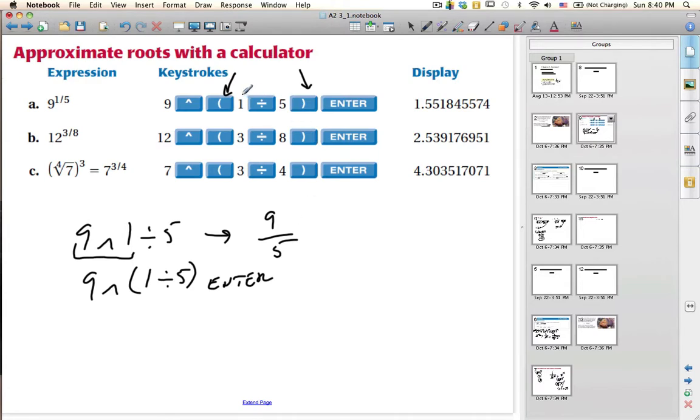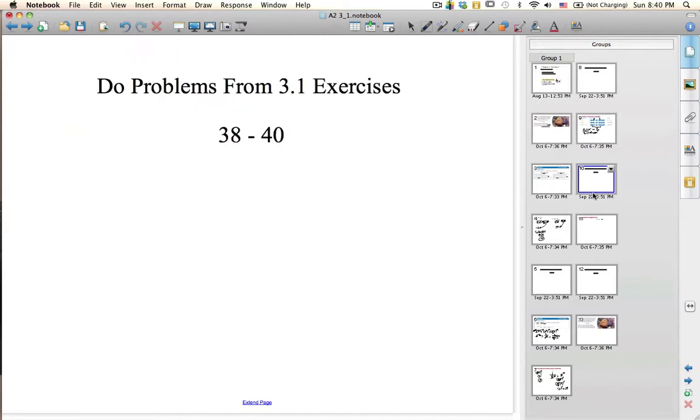Okay, so that's really the key element you need here, right? When you put a rational exponent that is a fraction into your calculator, you must put parentheses around it. Okay, so practice doing that on problems 38 through 40.